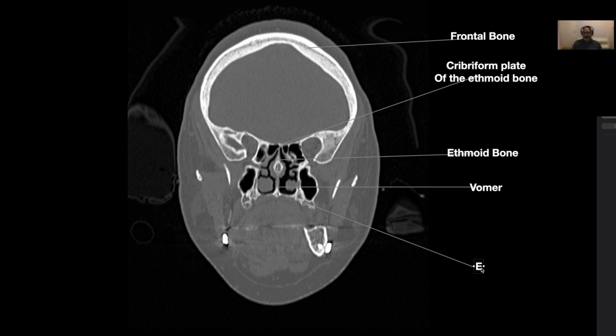Excellent. And E is? I'll give you a hint. It's the hard palate. Is that just the palatine bone? It could be, actually, because it's quite posterior. So yeah, I will say it is the palatine bone. Okay.